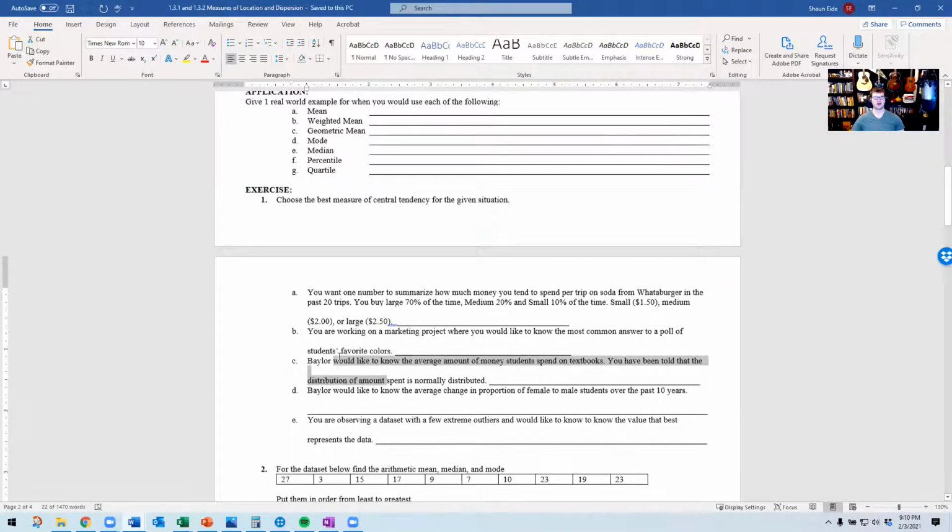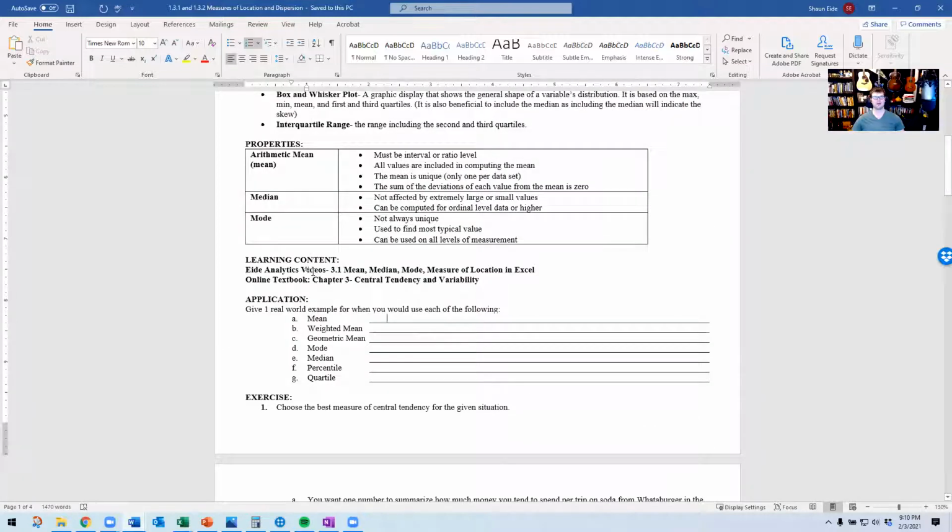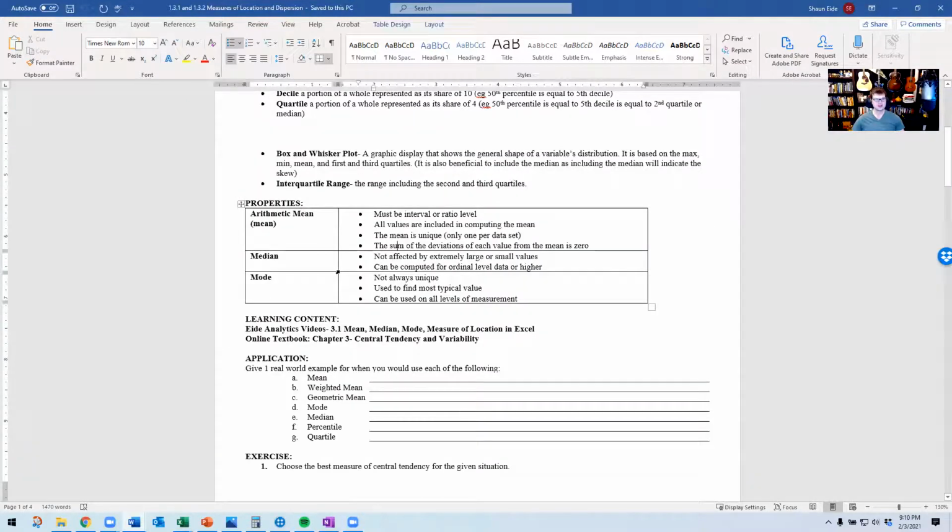The big thing is, and I'll tell you right now, mean, median, and mode properties. People often ask, when should I use the median? When should I use the mode? When should I use the mean? You use the median when you've got extreme values. Okay, and you're like, oh, wow, there's a huge outlier. Use the median. Other than that, the mean is almost always the best use.